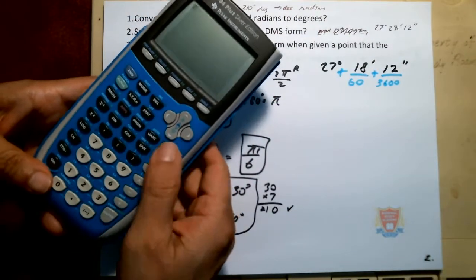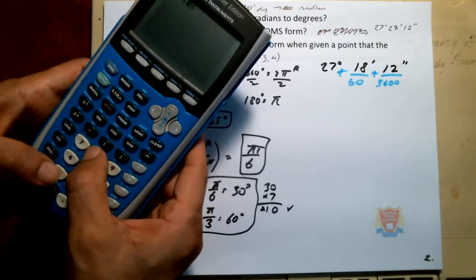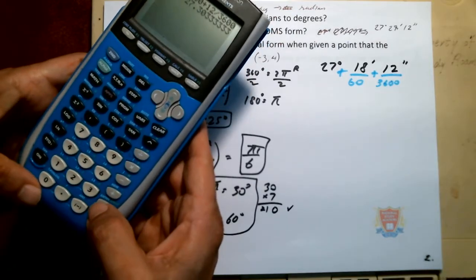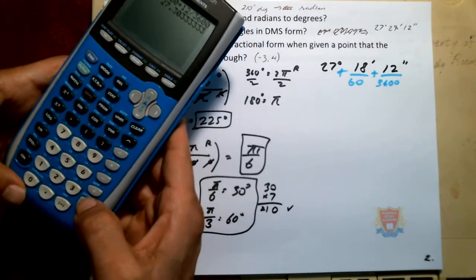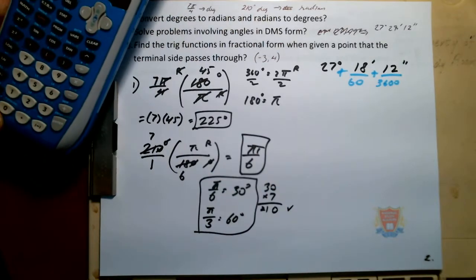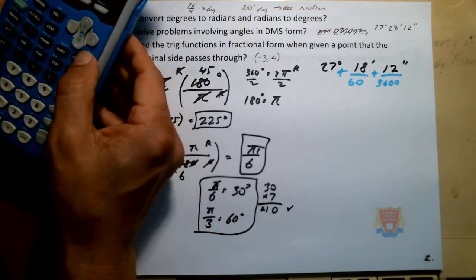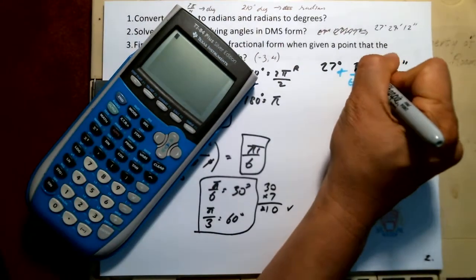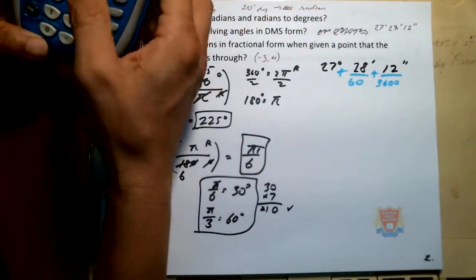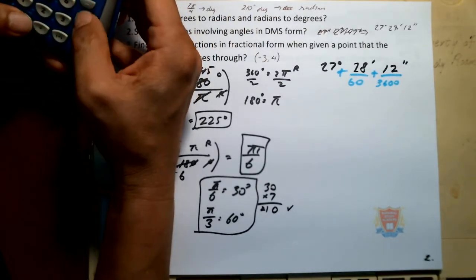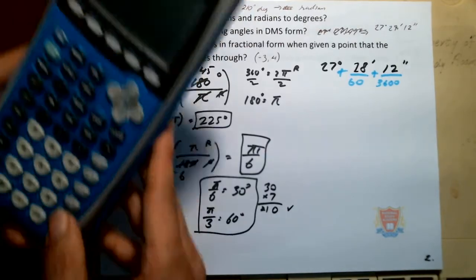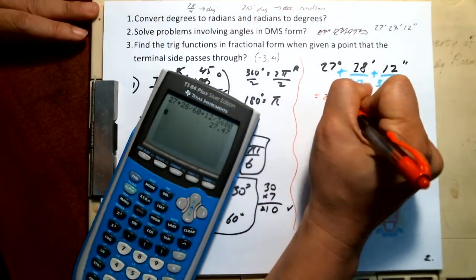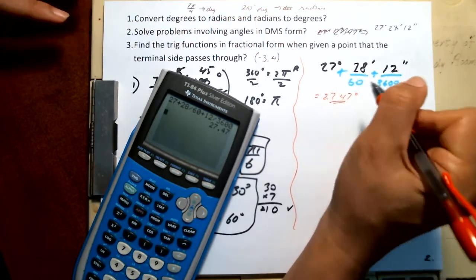Let's see. 27 plus 18 divided by 60 plus 12 divided by 3,600. And we end up with 27. Nope, that's not quite right. Should have been, let me see. Oh, this is 28. I miswrote the question. Should have been 28 right there. Let's try it again. 27 plus 28 divided by 60 plus 12 divided by 3600. And 27.47 degrees. Now you're in decimal state.